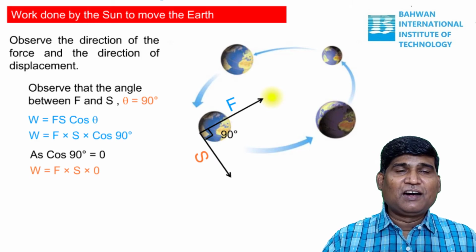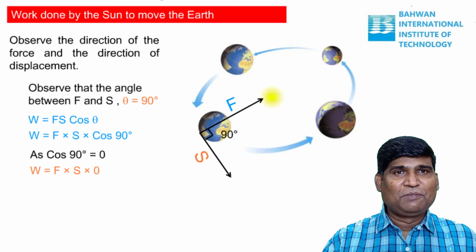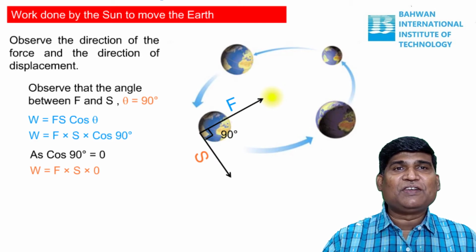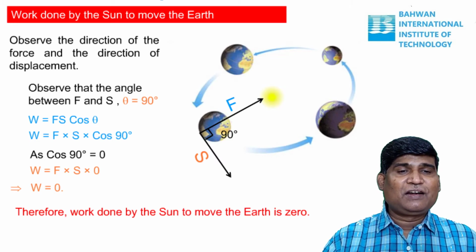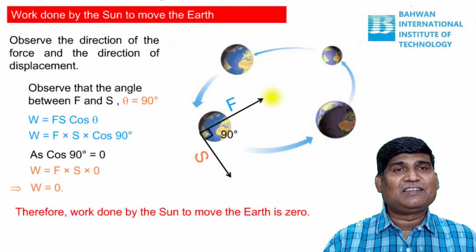That means here displacement is there. We know that Earth is moving around the sun. Displacement is there and force is also there. But even then, the work done is 0. Why? Because force and displacement are perpendicular to each other. When they are making a 90 degrees angle with each other, the work done will become 0. So this is the point you need to keep in mind: work done by the sun to move the earth around it is 0.